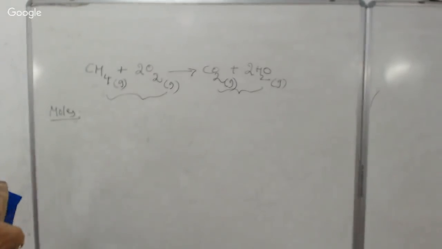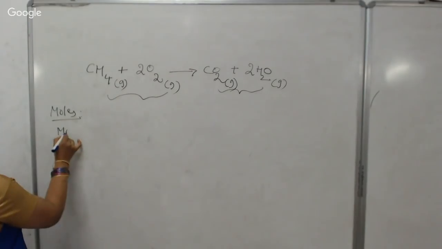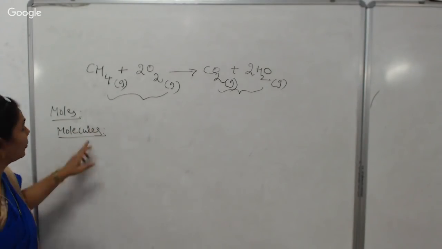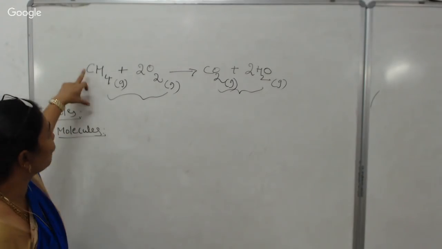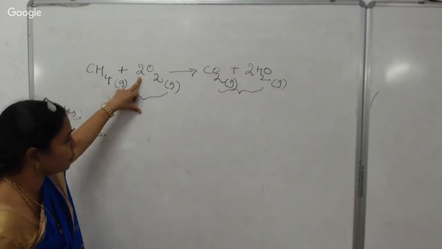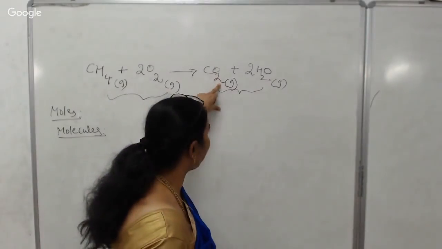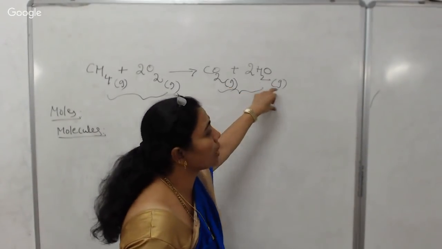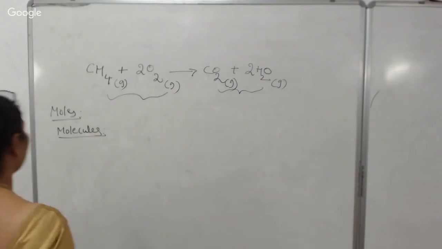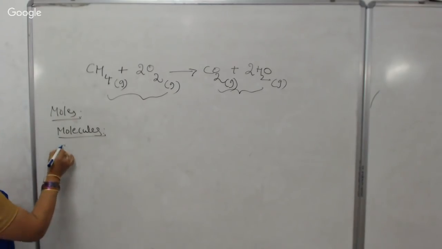Suppose I want to explain in molecules. First one is moles, second one is molecules. How will you explain using molecules? 1 molecule of methane is reacting with 2 molecules of oxygen and it is forming 1 molecule of carbon dioxide and 2 molecules of water. Okay. Now I want to explain the same equation in grams.